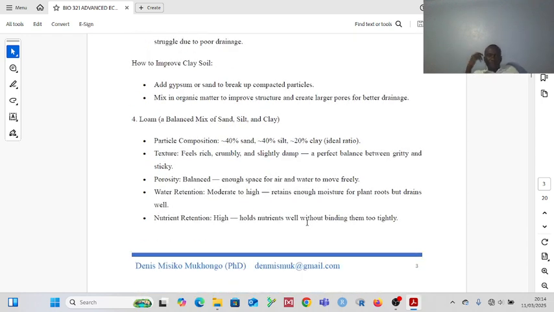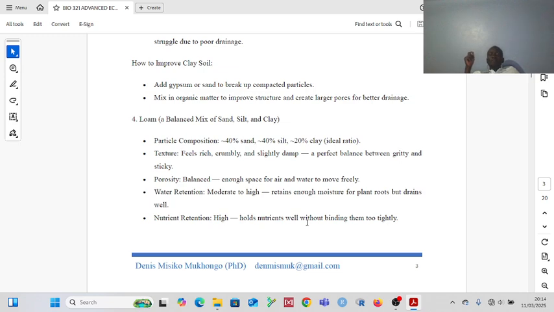The fourth type of soil particle is loam. Loam is sort of a mixture. It has a mix of sand, silt, and clay in various proportions. So you could have, for example, 40% sand, 40% silt, and 20% clay.